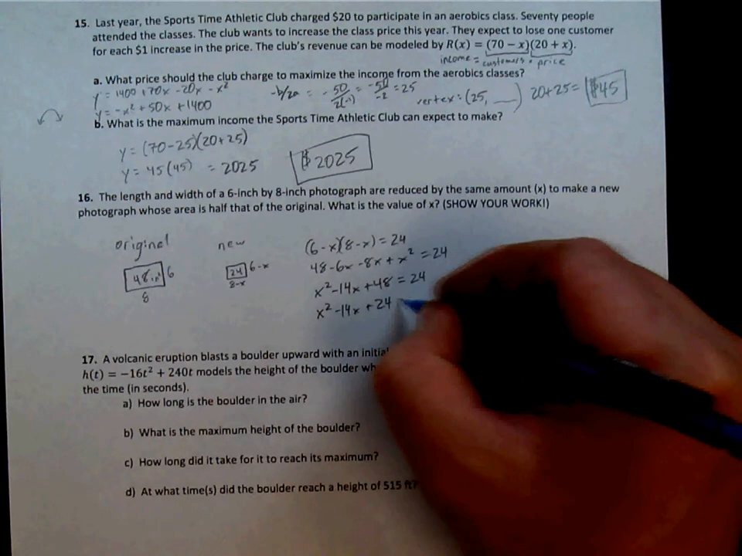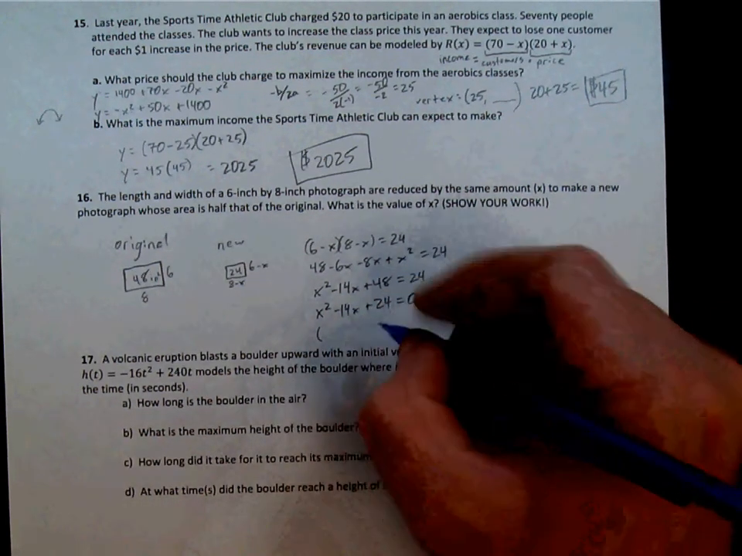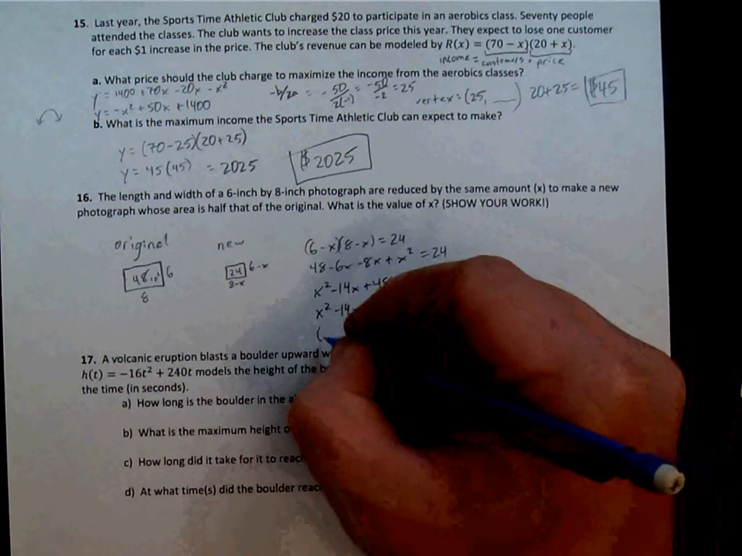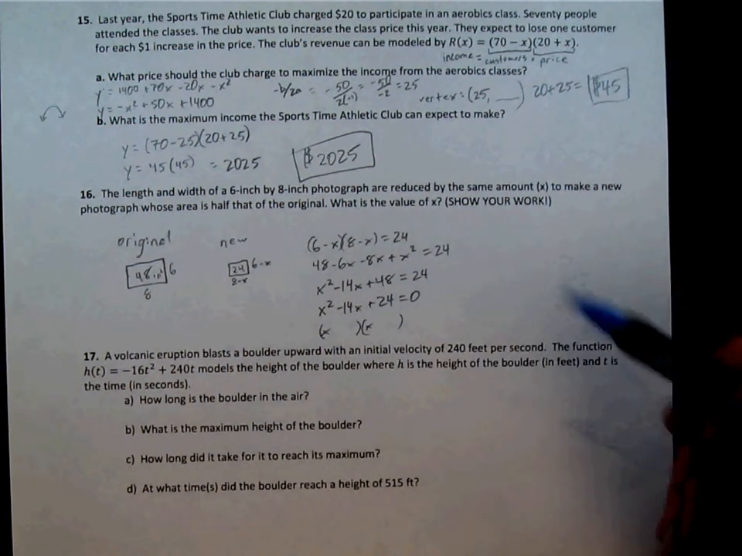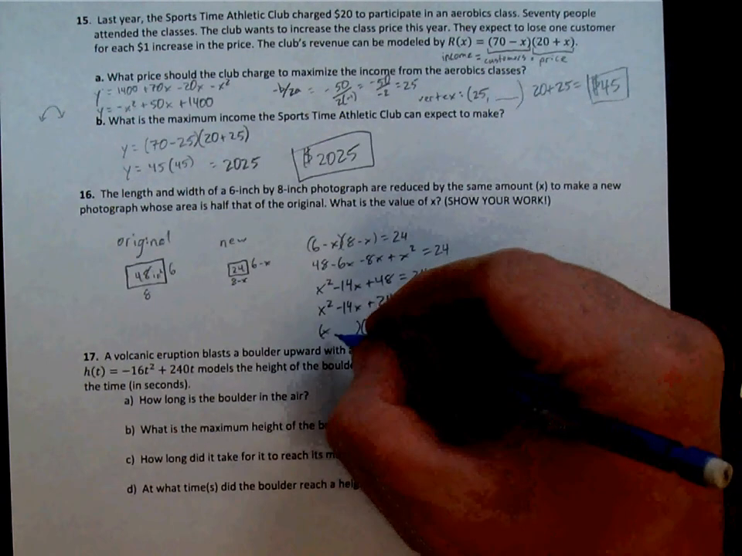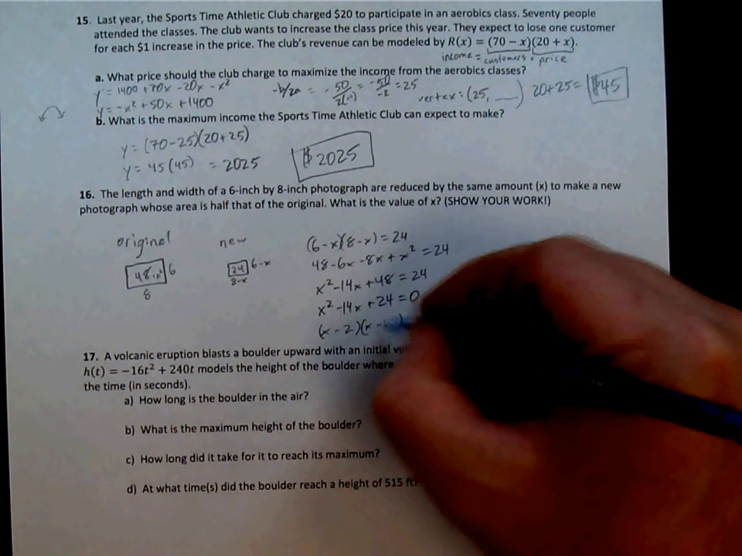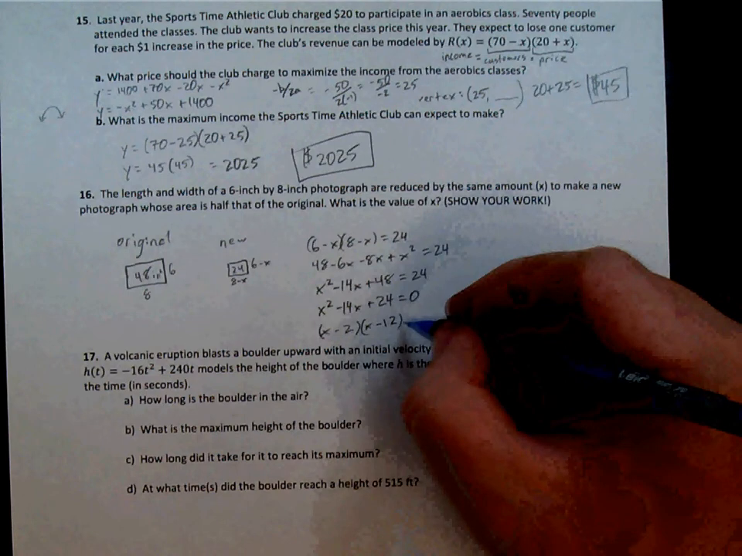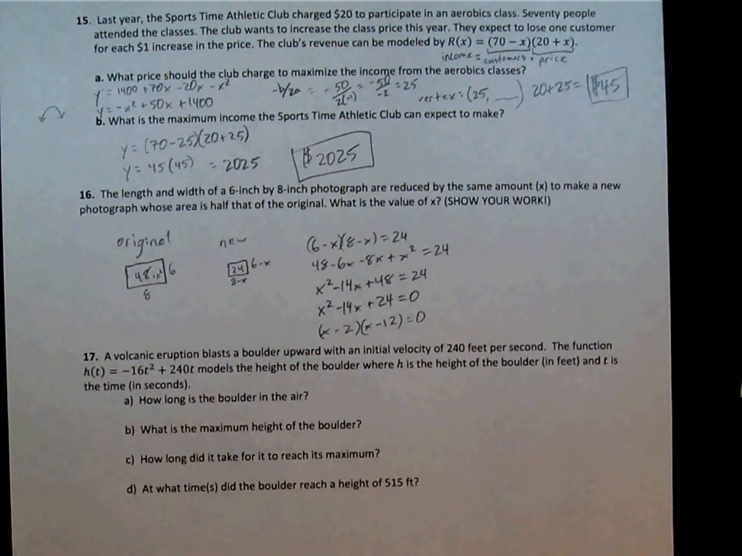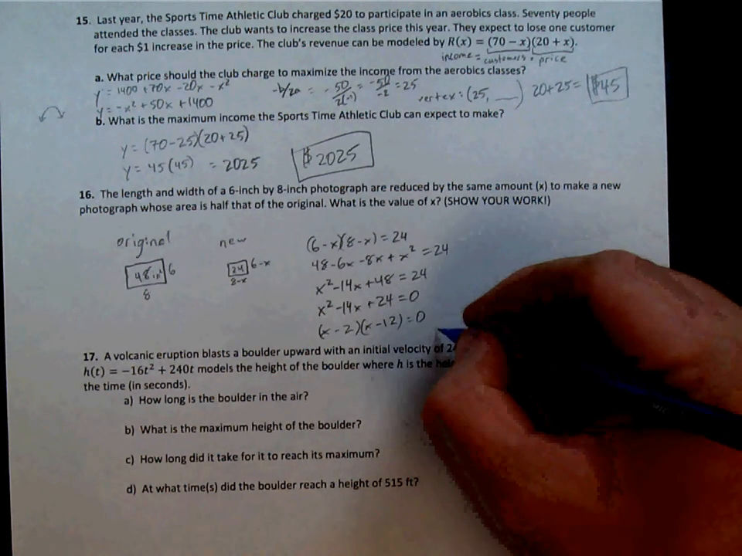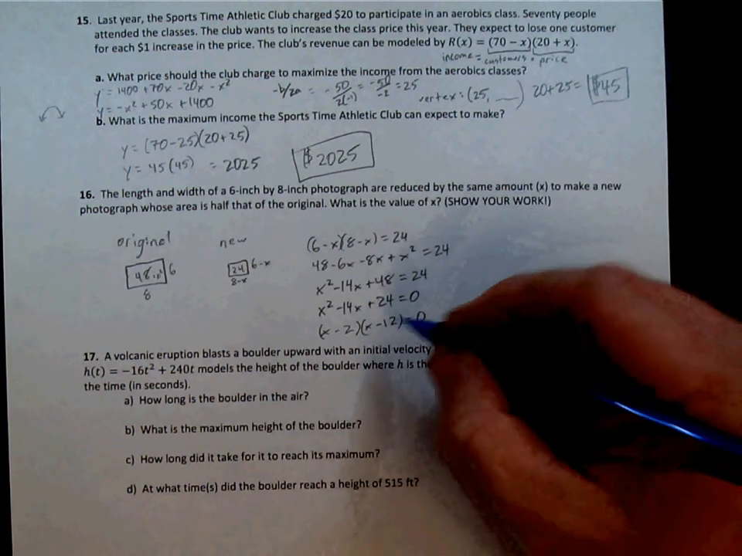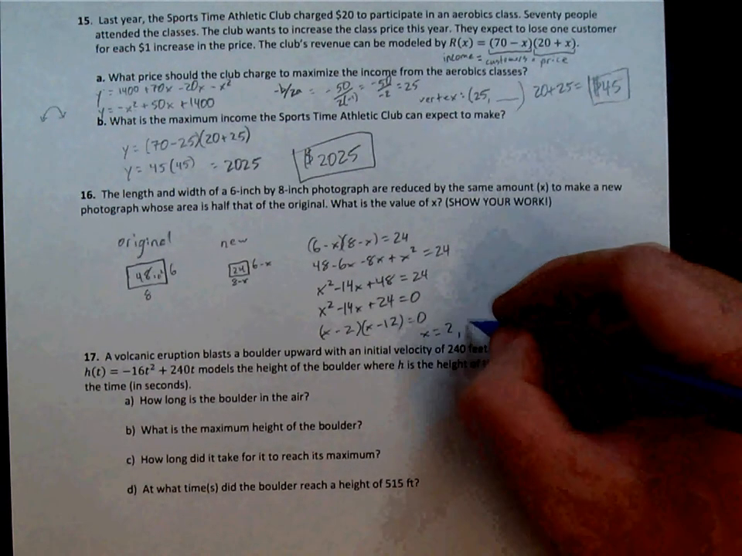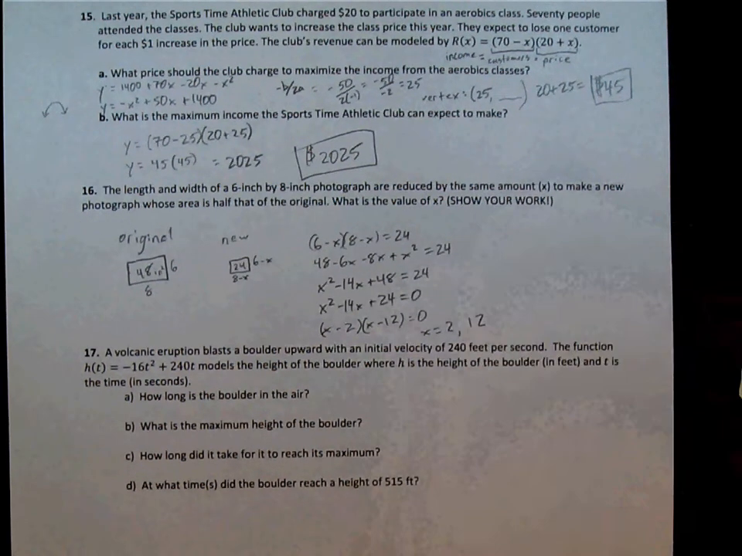Now I'm going to factor this. Looking for two numbers that multiply to 24 that add to 14. And looks like it's a -2 and a -12. So solve those both. X minus 2 equals 0, I get positive 2. X minus 12 equals 0, I get positive 12. So 2 and 12 are my answers, but I don't know that they both make sense.